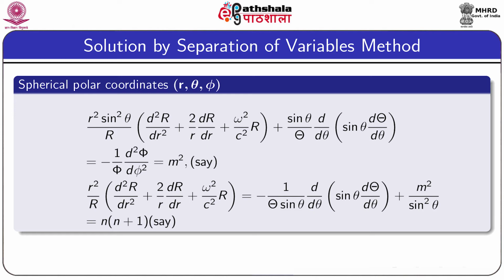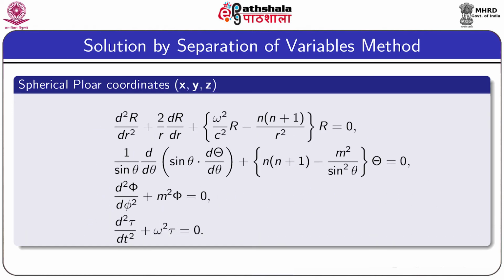Now, the equations for capital R, capital theta, capital phi and tau are given by these 4 equations. If you observe these equations, let us first start with the tau equation. From the tau equation you can see that the solution is periodic in time. So, its general solution is written as some constant C7 cos omega t plus C8 sin omega t.